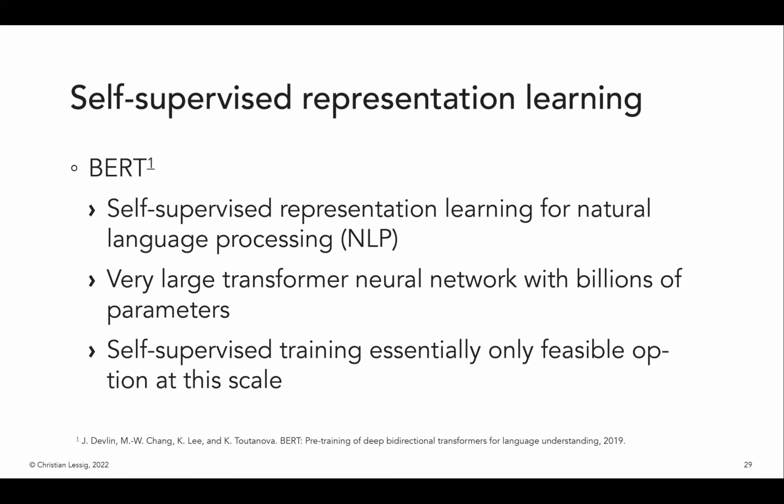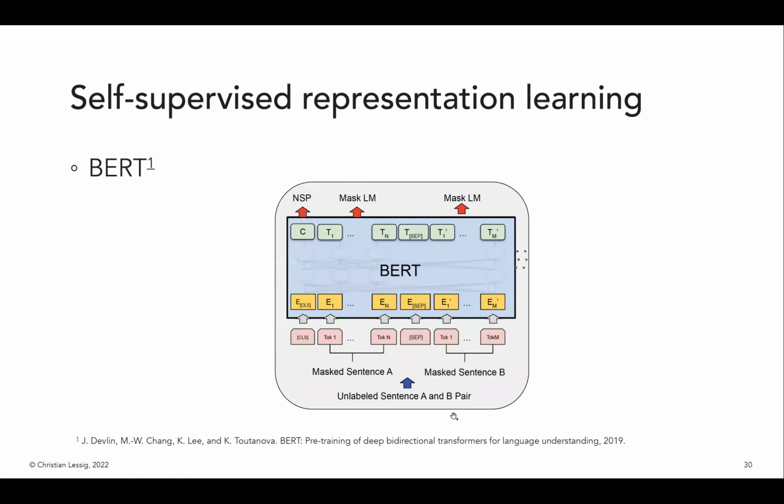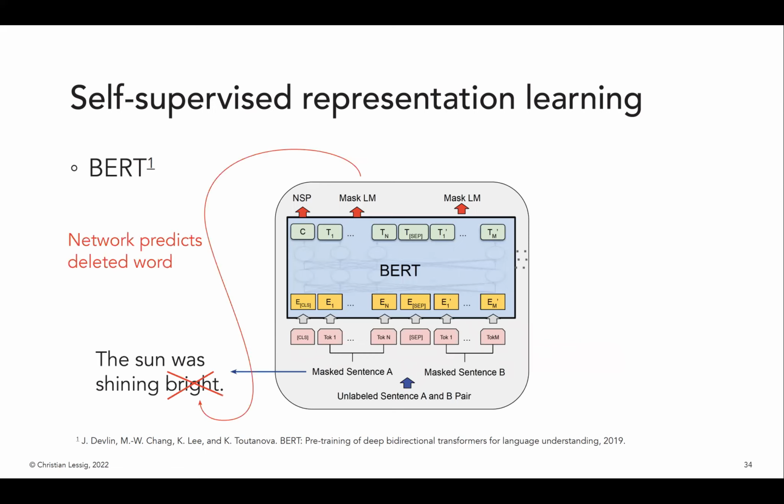self-supervised training. And what we did in the BERT model is the following. We always took 2 sentences. For example, the sun was shining bright. And we did something similar then for the image data. So for the image, we deleted one region. Here, we randomly select a word that is deleted. And then we have a neural network predict the word that was deleted.